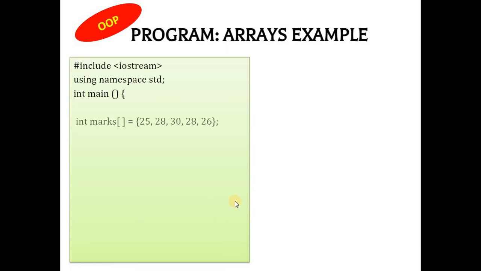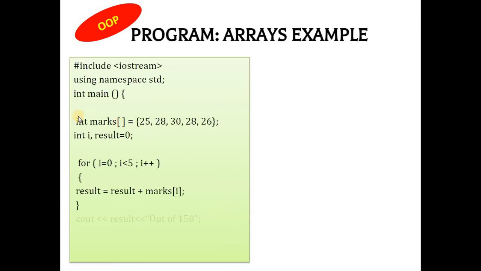Now consider the same with an array. Instead of taking 6 different variables, I am writing marks as an array which stores all the 5 different values 25, 28, 30, 28, 26. To access the elements, for example to access 30 from marks, I will write marks[2]. If I want to access 26, it will be marks[4], and so on. So here marks[0], 1, 2, 3, 4 are represented with result.